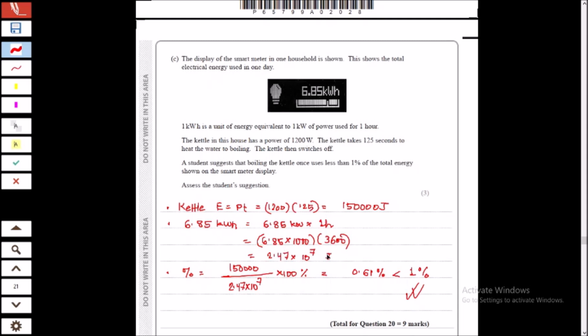So in order to calculate what fraction this kettle is of the entire energy that we use in one day, divide this value by the total value, multiply by 100. That is 0.61 and that is less than 1%. So the student is correct. So instead of giving this tick mark, write that the student's suggestion is correct.